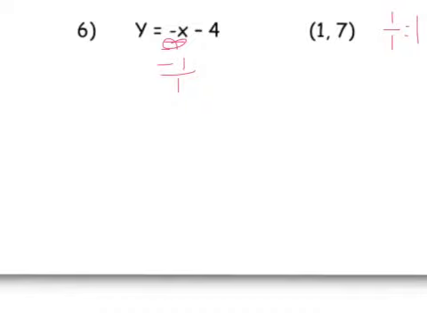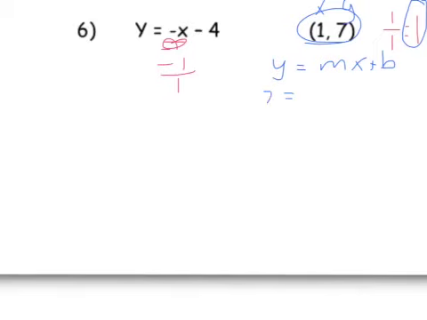So I'm going to take that slope of 1 and this point, and write a new equation of a line with that. So y equals mx plus b, and we are going to substitute the x and y values in. So 7 equals 1 times 1 plus b.